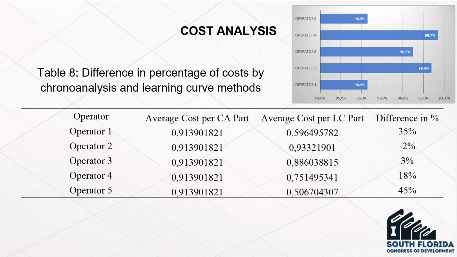Table 8 will show us why the learning curve should be implemented. For example, operator 2 has the second largest learning curve. That is, it does not have a large space for learning, and also, when producing the first part, it was the second that had the longest time. So, the average of all operators, or the chronoanalysis, showed a lower cost than the real cost of this operator per part.